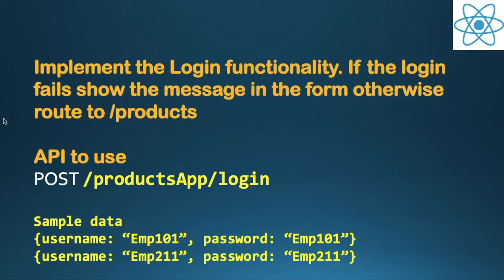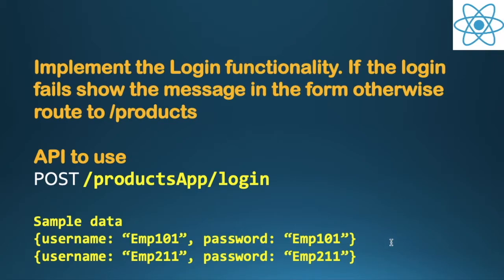So what is our objective? Implement the login functionality. If the login fails, show the message in the form. Otherwise, route to /products. The API to use is post /productsApp/login. The reason we use post here is that otherwise in the URL we would see the data, so post is much better to use. And the sample data given to us is two users: username EMP101, password is the same EMP101, or username EMP211 and password EMP211.